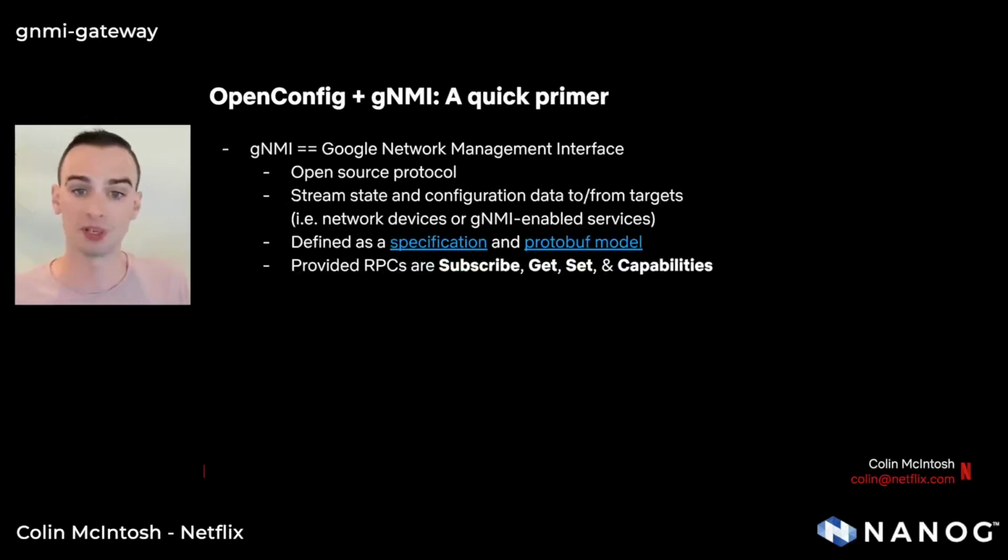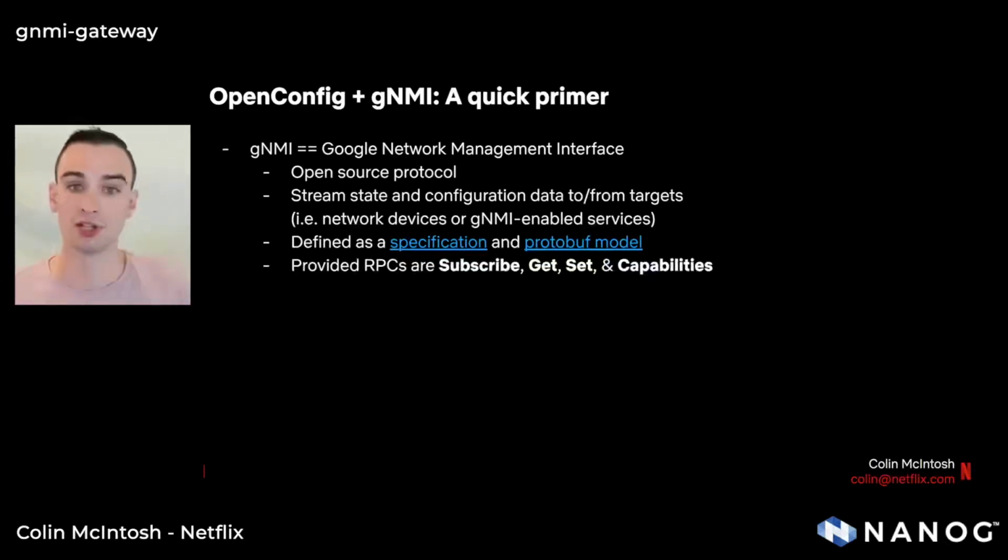gnmi provides 4 RPC mechanisms, which are subscribe, get, set, and capabilities. Subscribe is the RPC which we primarily use, where our network tooling sends a subscribe request to our network devices and in return receives a stream of updates about the state of the device. Get and set provide the functionality that you would expect, getting and setting specific pieces of data, and capabilities describes the services and data models supported by the target device. gnmi is defined as a specification and a protobuf model, both of which are available on GitHub, and I've linked out to them here from my slides as well.